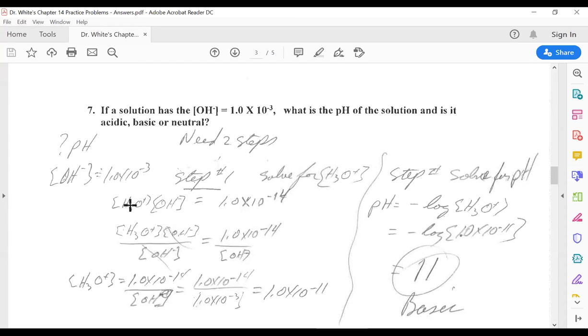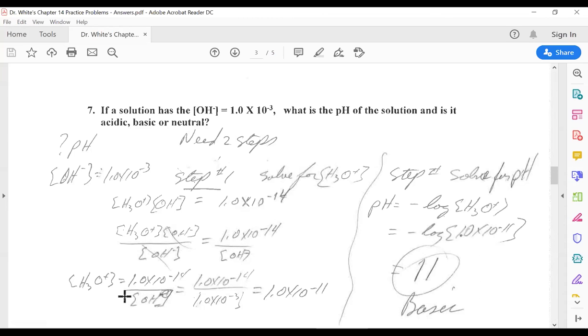You know KW, yay. No, that's not named after me, but I like to think so, is hydronium times hydroxide equals 1.0 times 10 to the minus 14. And that's the dissociation constant for water, KW. Yay, me, not really. And now, if you want to solve for hydronium, you have to get it alone on one side. How do you get it alone on one side when you're multiplying by something else? You divide by that. Anything divided by itself is the number 1. But whatever you do to one side, you have to do to the other.